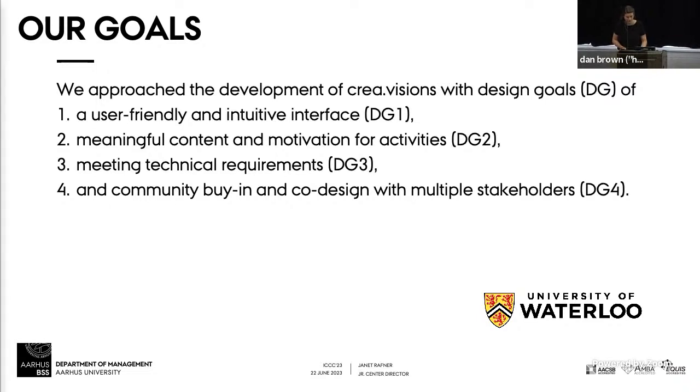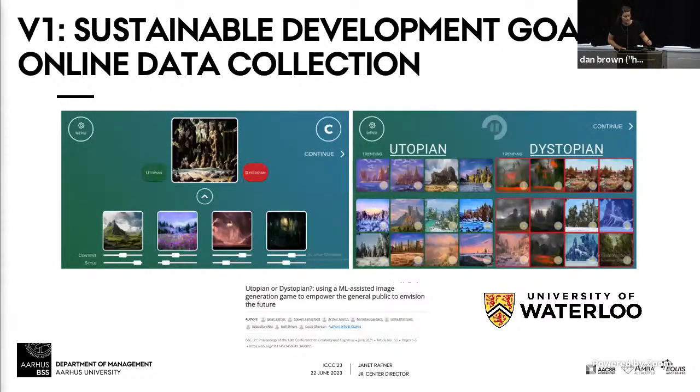with multiple stakeholders. So back in 2020, we did the first very basic version of Crea Visions, and we launched it with AI for Good. This was just a very simple interface. We developed it in Unity, it was using StyleGAN, and we prompted participants to imagine what the world looked like 50 years from now, and then to create images of it.